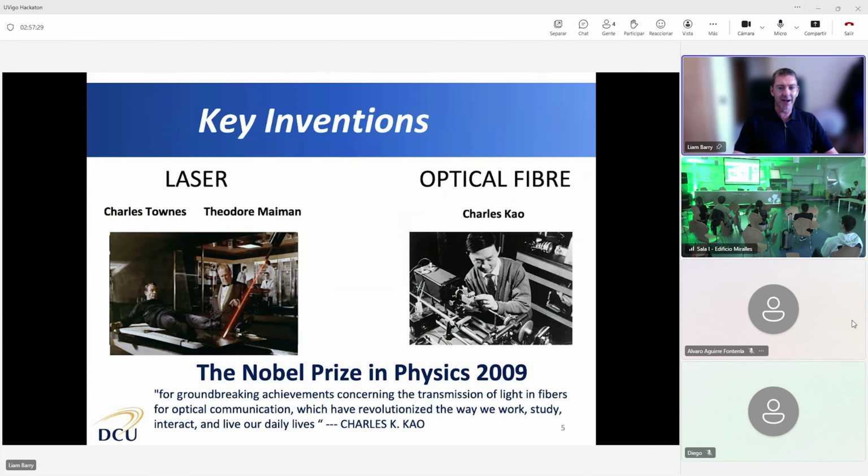Optical fibers were invented also in the late 1960s, early 1970s by Charles Kao, and obviously he won the Nobel Prize in 2009 for developing optical fiber.